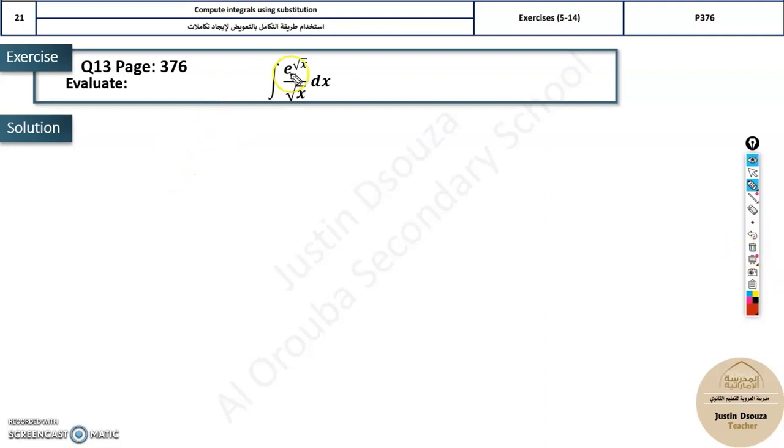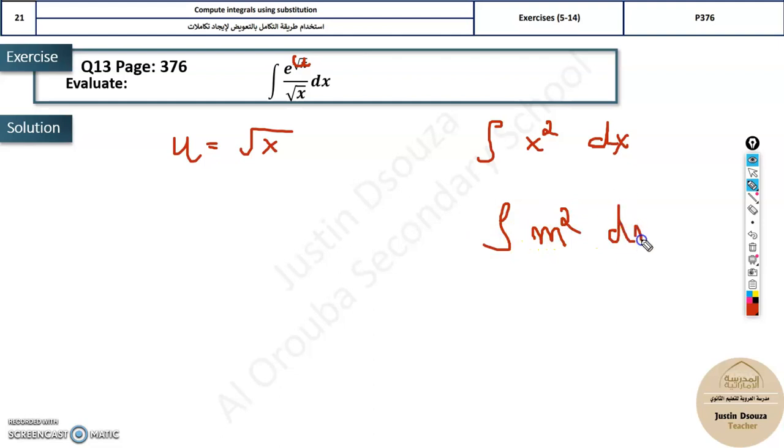Sorry, I'll take u equals square root x. Now, I've considered this term as u. But remember, if I have the integral of, say, a simple term x squared, I'll have dx. In the same way, if I have the integral of m squared, I'll have dm. If I have the integral of u squared, I should have du, isn't it?